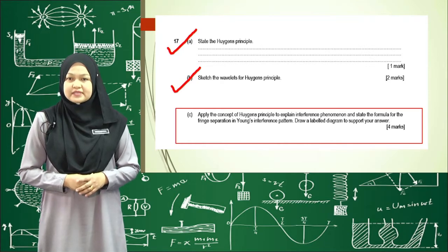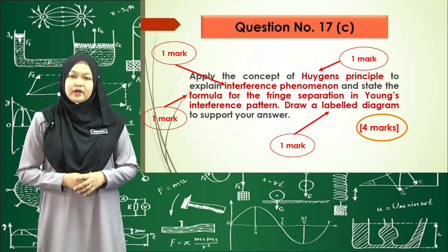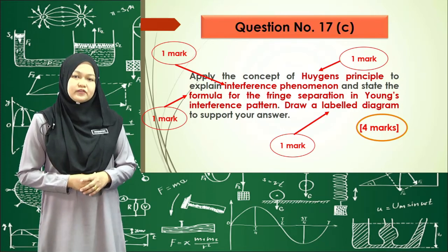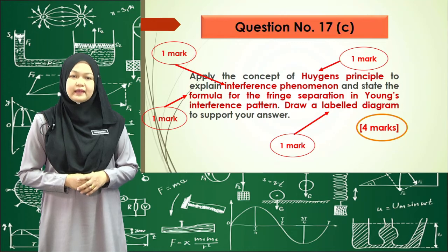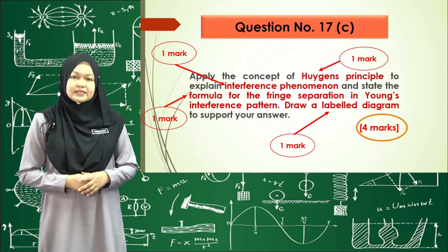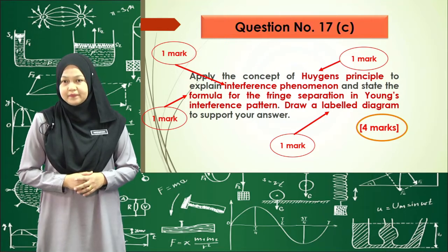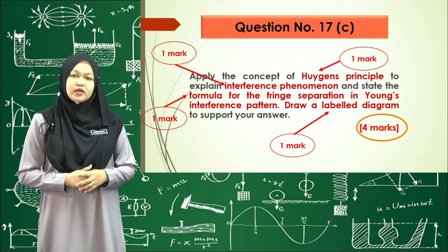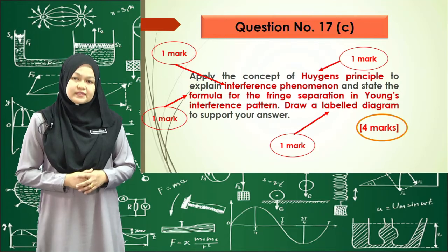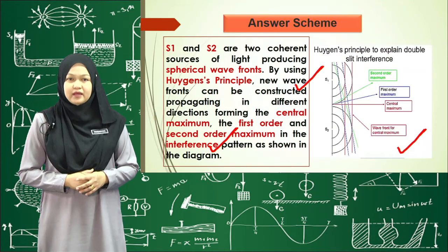We continue with question number 17c. Apply the concept of Huygens principle to explain interference phenomenon and state the formula for the fringe separation in Young's interference pattern. Draw a labelled diagram to support your answer. As students can see, I have highlighted the key points for this question. Every single point will give 1 mark, and for this question, 4 marks were allocated.